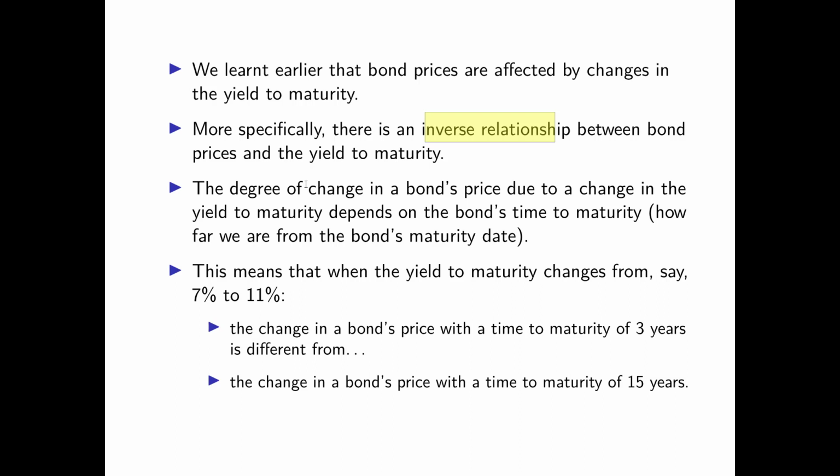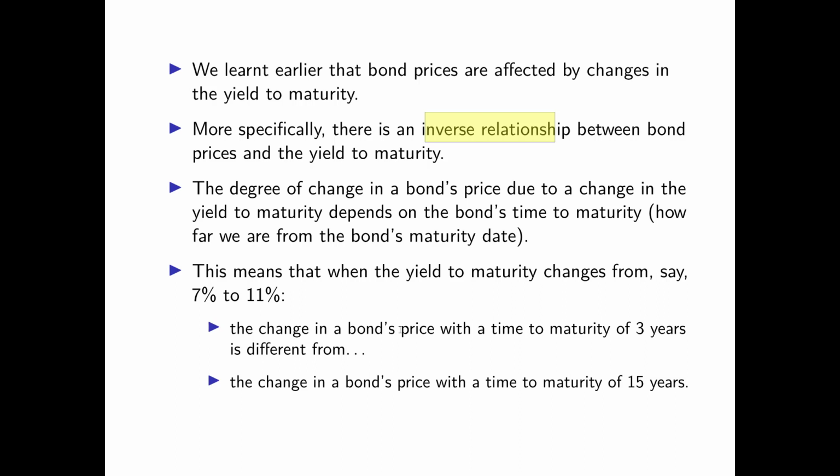But then the degree of change in the bond's price due to a change in the yield to maturity depends on the bond's maturity, or on how far we are from the bond's maturity date. So we're going to use an example to illustrate this in order to make it more understandable. When the yield to maturity changes from, let's say, 7% to 8%, that's an increase, so we expect the price of the bond to decrease, right?